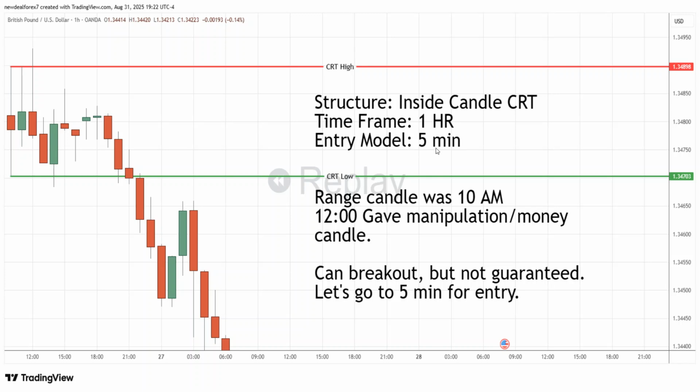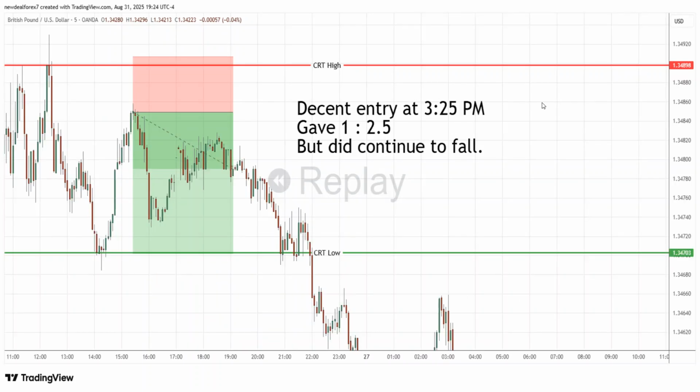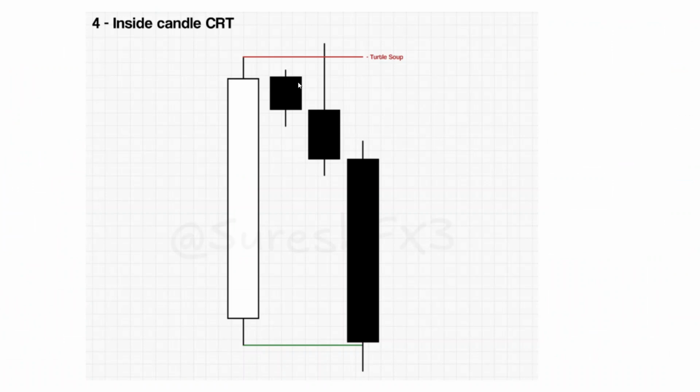So now we drop down to the 5-minute to see what we got. And our best entry would have been at 3:25 p.m. This gave 1 to 2.5 right here, okay? So a little scalp trade here, but not bad because it did break out to the downside. So if you wanted to hold on to that, you could, but even if you didn't and just wanted to take it to the bottom of the range, you would have got 1 to 2.5. But again, that's based on this structure.